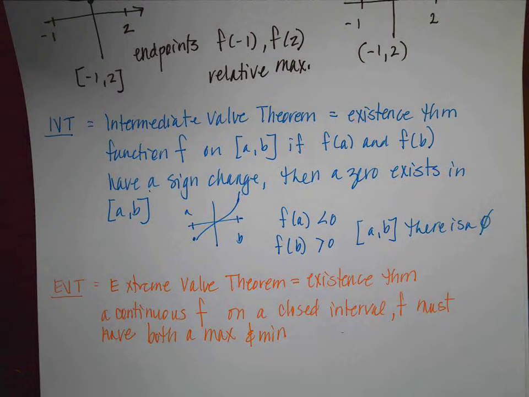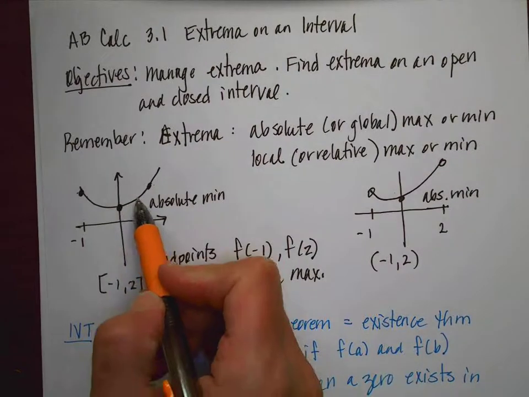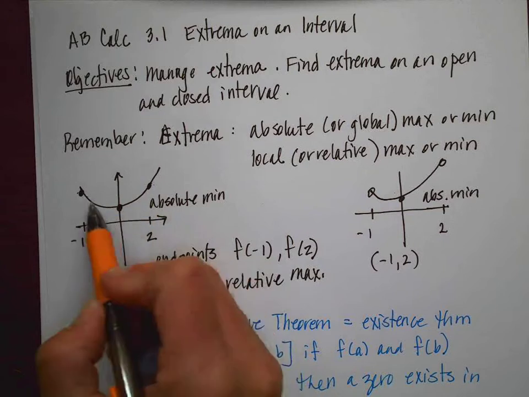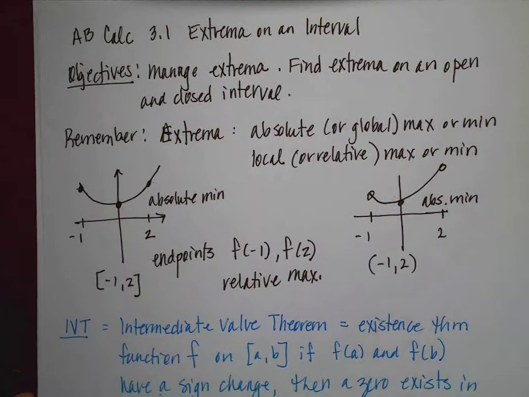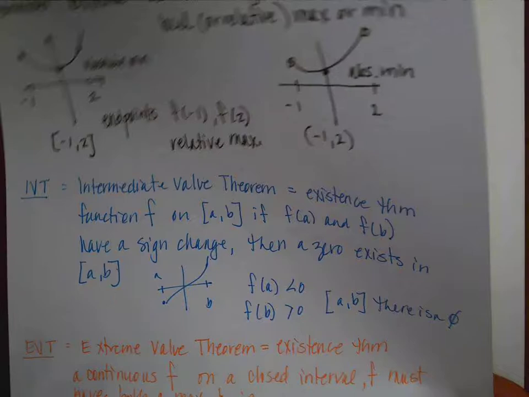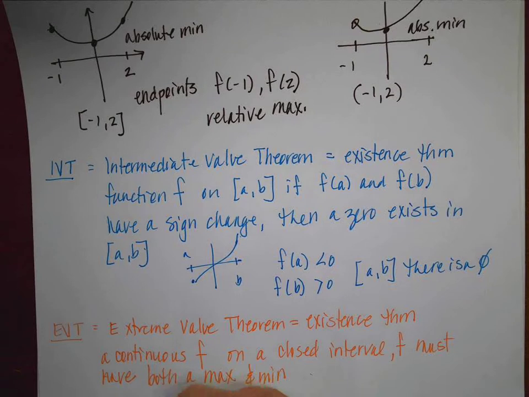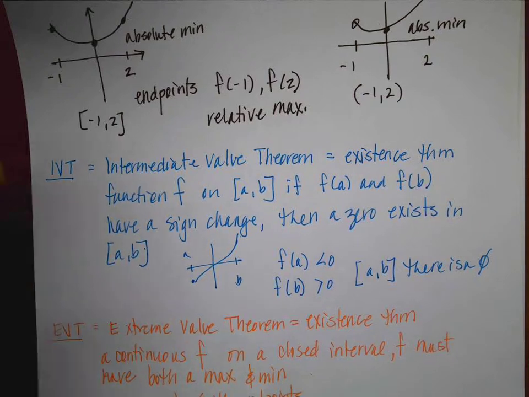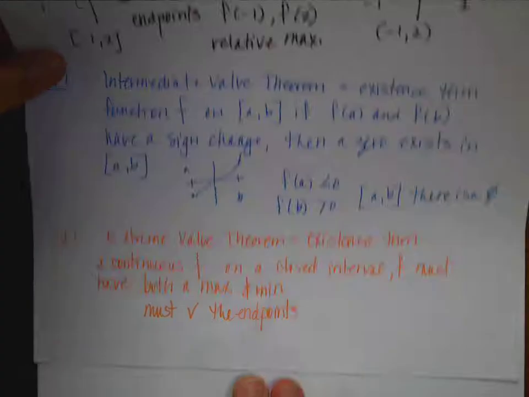So basically all that says is if I'm doing math on a closed interval, so let's go back and look at this guy. This is a closed interval. It says that on this closed interval, I would have an extreme value. The thing that is really important about the extreme value theorem is you must check the endpoints. That's one of the most critical things about the extreme value theorem.